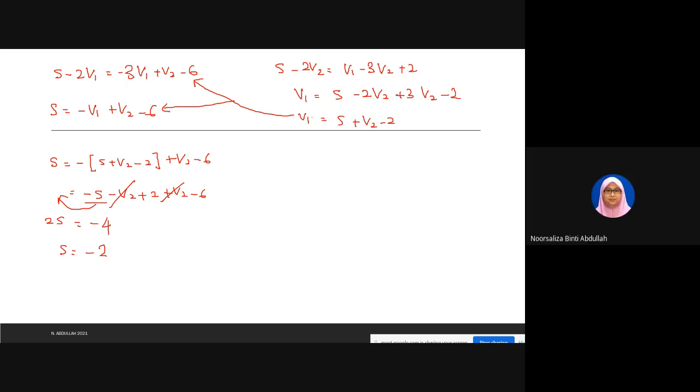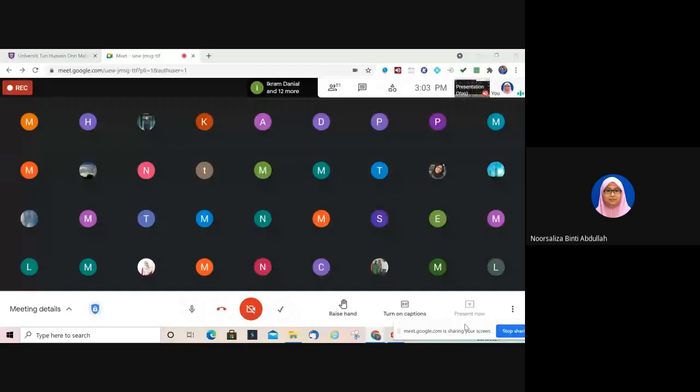Doktor, saya rasa ada kawan saya dia nak request masuk. Tadi dia terkeluar. Oh, ya. Dia ke? Okay, kejap. Okay, dapat masuk tak? Sekejap ada.